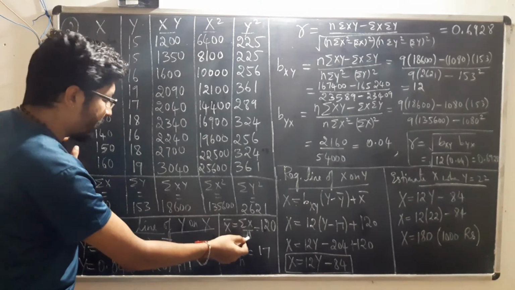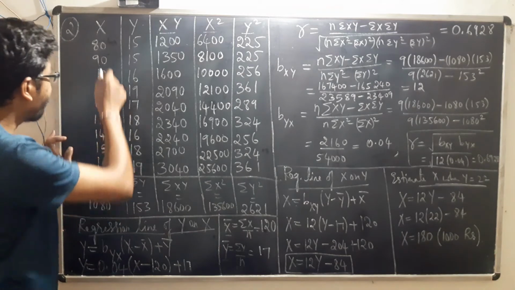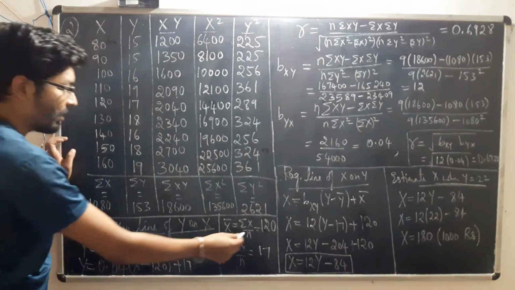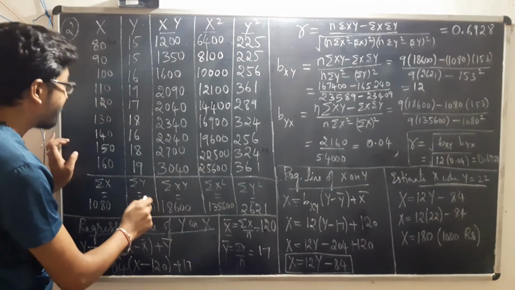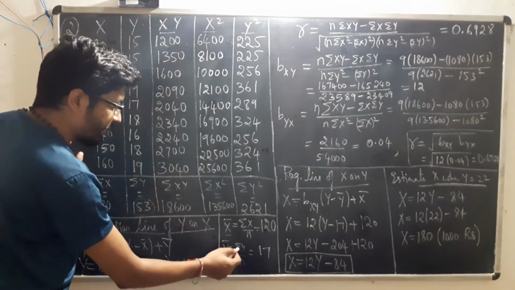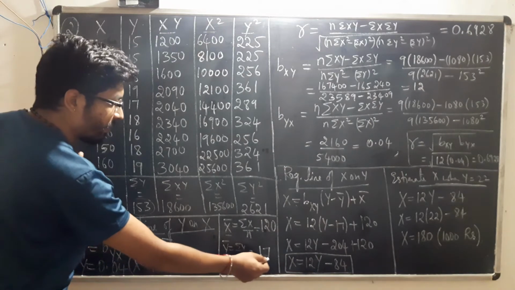X bar is total of x by n, which is equal to 1080 divided by number of observations, which is 9 in this case. So 1080 by 9 gives you 120. Similarly, sigma y is 153, n is 9, sigma y by n, 153 by 9 gives you 17.